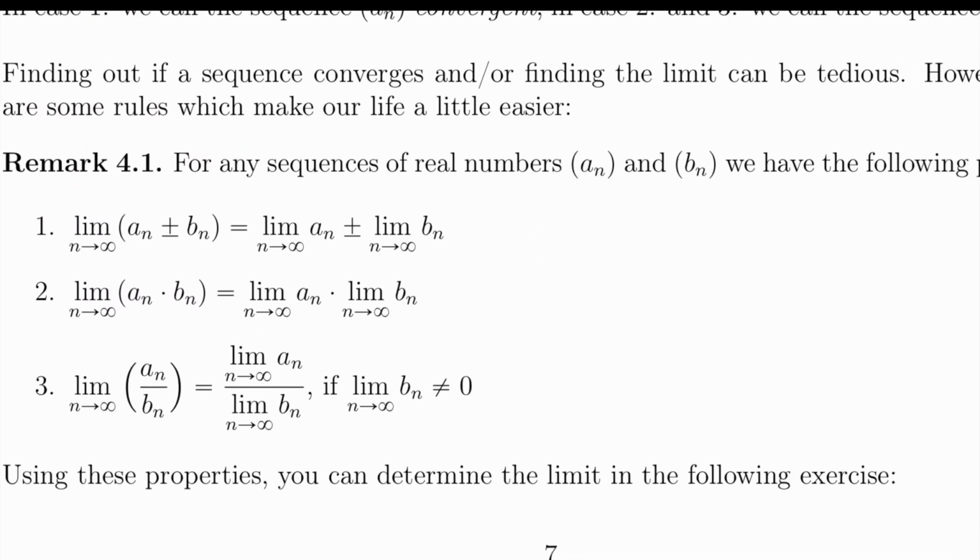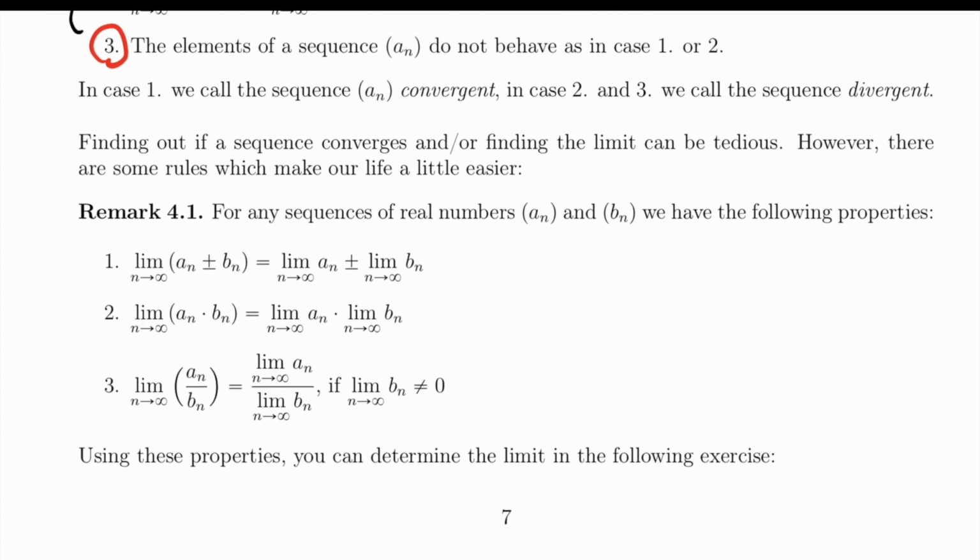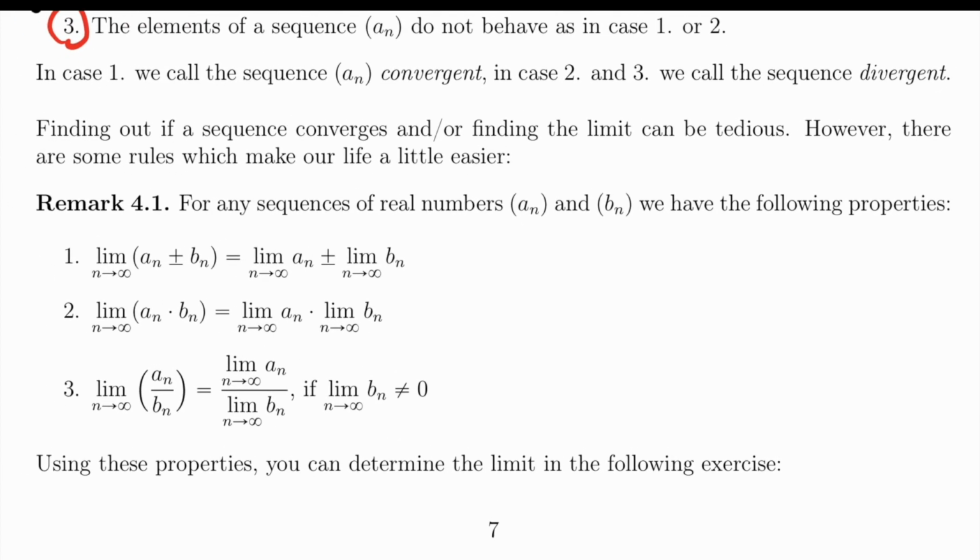For convergent sequences an and bn, this limit has some nice properties. For one, it distributes over plus and minus. It even distributes over times, and it distributes over quotients. So you can take apart the limit into two parts, in the sense of you can put the limit here and put the limit here. If the limit of bn is not equal to 0, of course, otherwise you would divide by 0. And careful, here an and bn must be convergent.